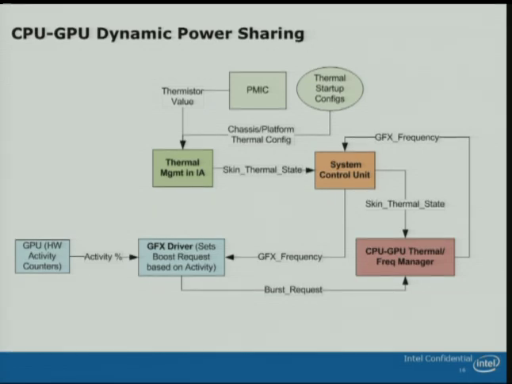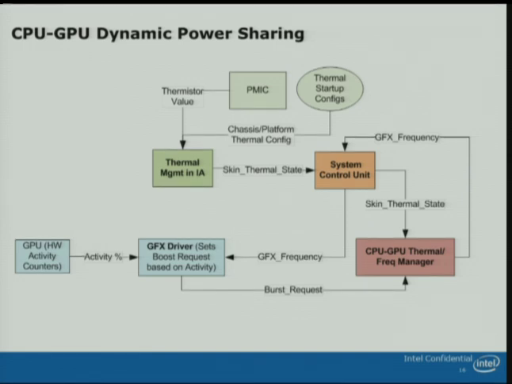I'm quickly running out of time, so I'm going to go quickly through the slides. Like we talked about before, this is the CPU-GPU power sharing. The graphics driver continuously monitors the GPU activity, and when a certain threshold is crossed, the GPU driver requests bursting from 400 megahertz to 533 megahertz.